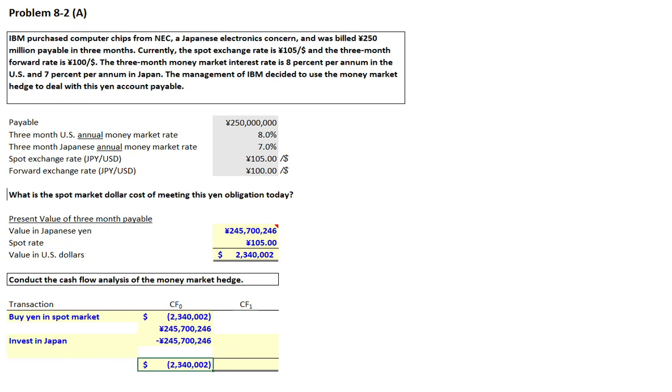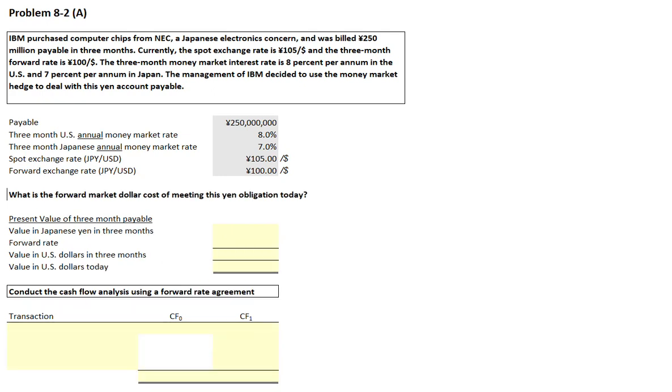In 3 months, when that money market instrument matures, or we redeem it or take the money out, we will have exactly 250 million yen, and we can use that then to pay our Japanese yen invoice, and our net cash flow at time 1 is 0. So we've satisfied this 3-month yen obligation risk-free by spending $2,340,000 today.